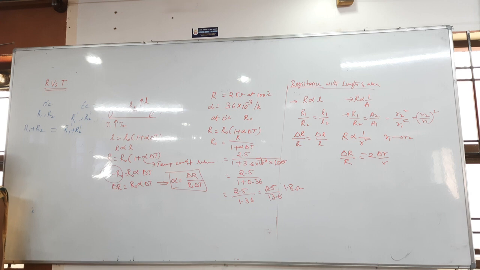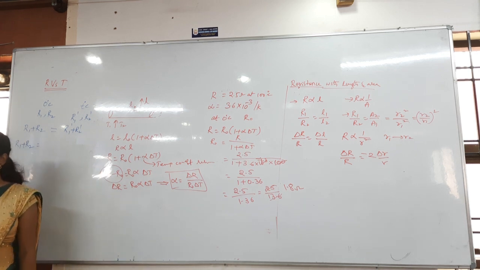That is the question they have asked. Now R1 plus R2. R1 is at what temperature here, I said? 0 degrees Celsius. So R1 plus R2 is at 0 degrees Celsius directly. There is no change in the resistors and all.